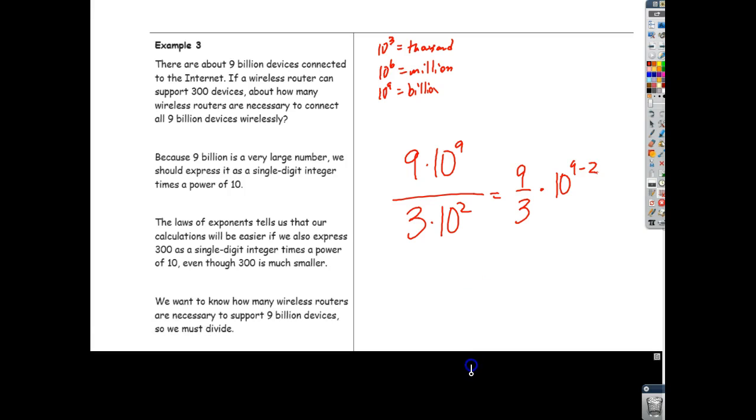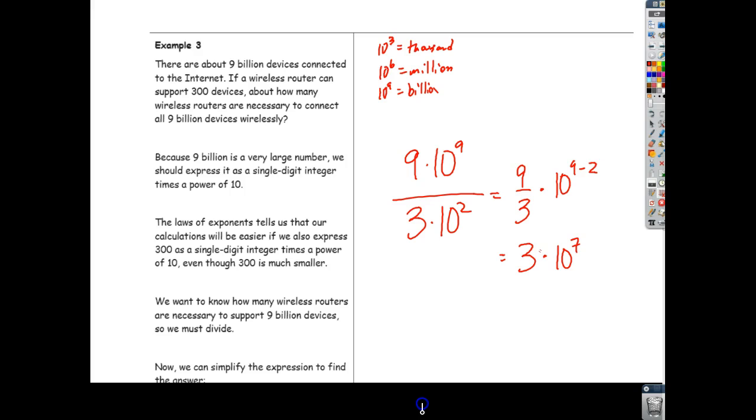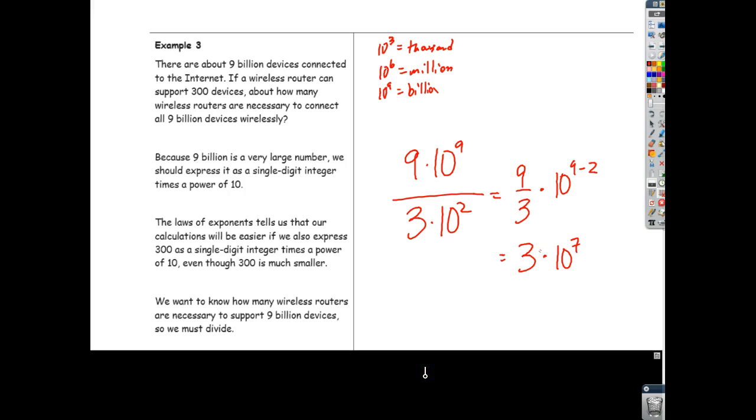Well, what does that equal? 9 divided by 3 is 3, and then I got 10 to the 9th minus 2, so 10 to the 7th. So then what is that number? 10 to the 7th. Well, we know that million is 10 to the 6th, so this is 10 million. So 3 10 millions is also known as 30 million. So we need 30 million wireless routers. Wow, that's a lot of wireless routers. I'm sure Netgear and Linksys would love that.